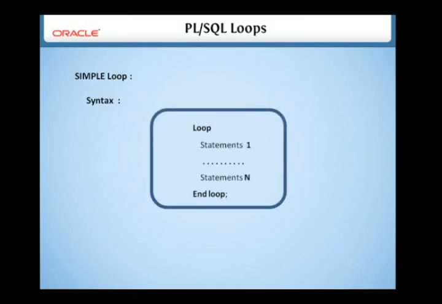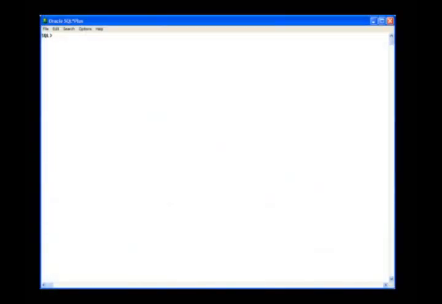In this syntax, the loop starts with the keyword loop and ends with the keyword end loop. Within this section, we can write our executable statements. We can stop the execution of a loop by using the exit when clause. Let's see a program which uses a simple loop.